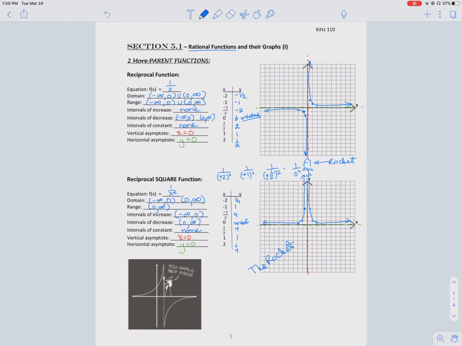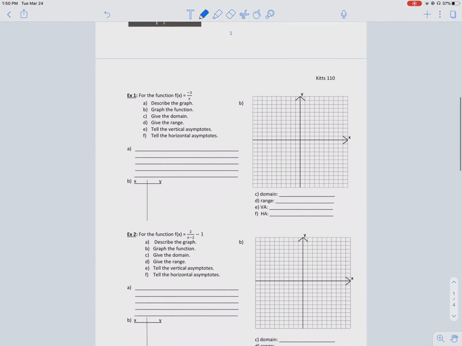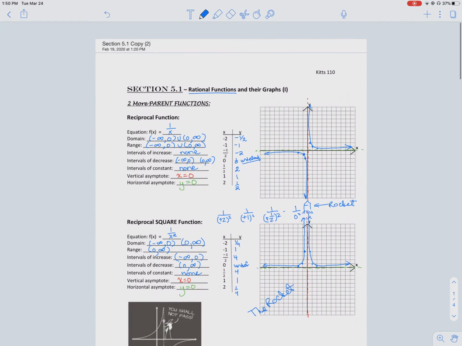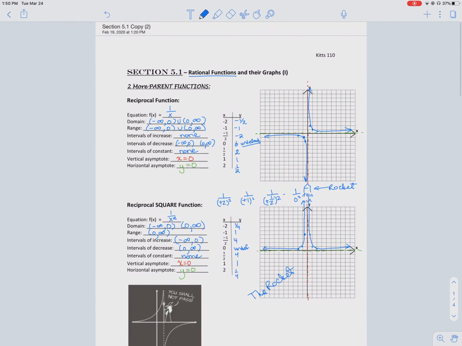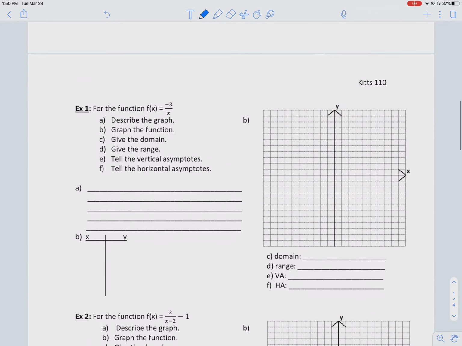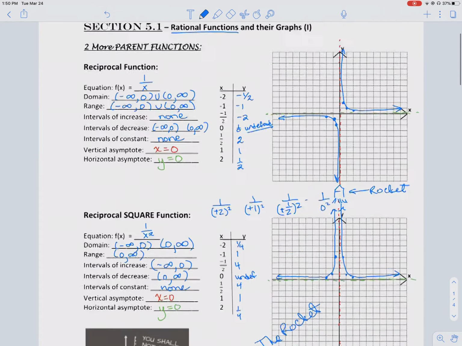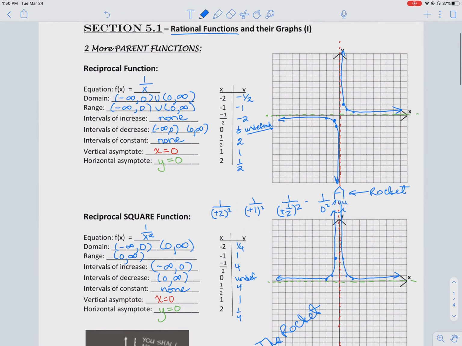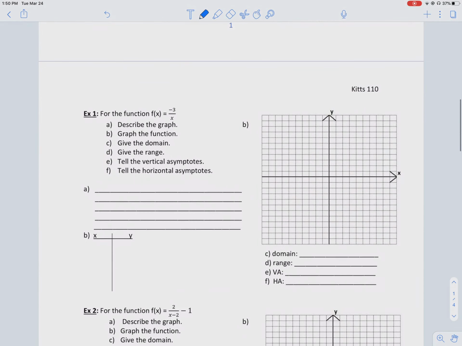Let's go ahead and keep going, and we're going to use these parent functions to graph some other things. So we're going to just change a little bit of what you've been given. So this one, negative 3 over x. Which one do you think it's going to look more like? Do you think it's going to look like the reciprocal or the squared function? If you look at the bottom of example number 1, it doesn't have a squared. So it's going to look more like our reciprocal function. Okay, I'll write that down, reciprocal.